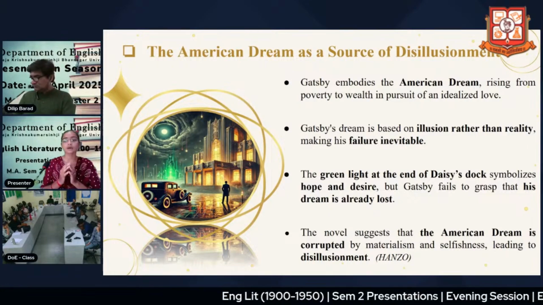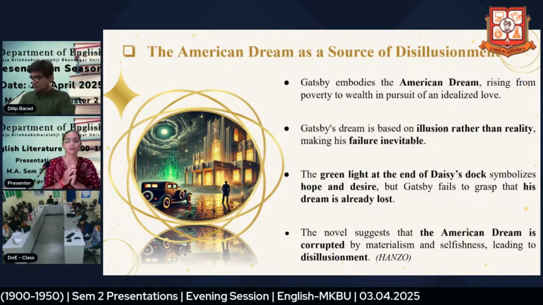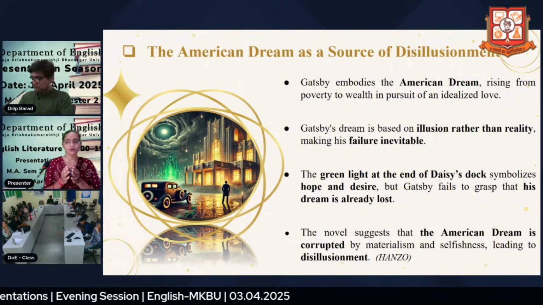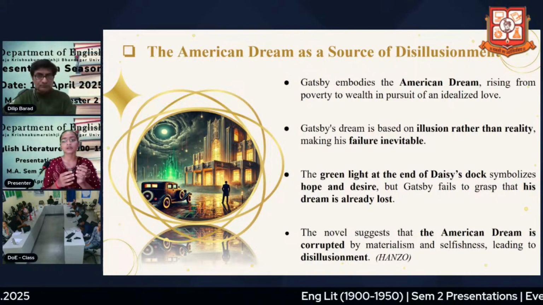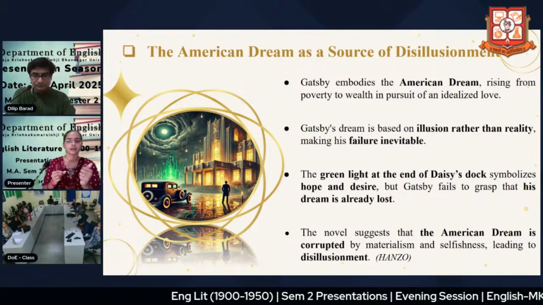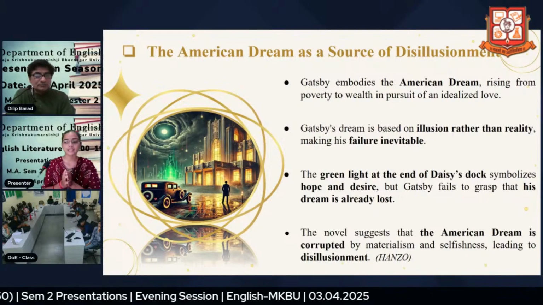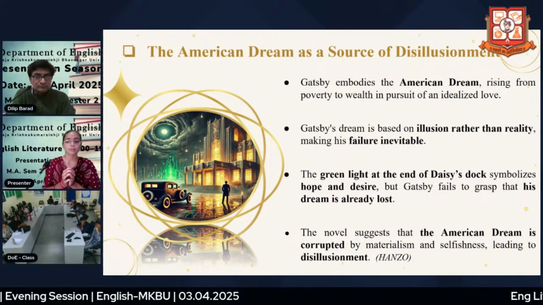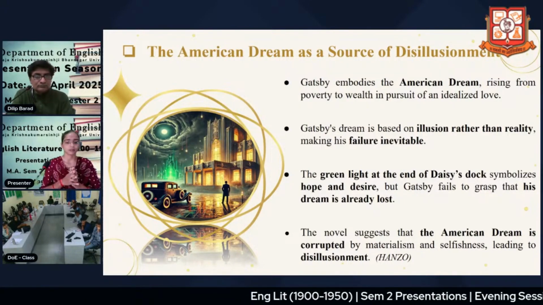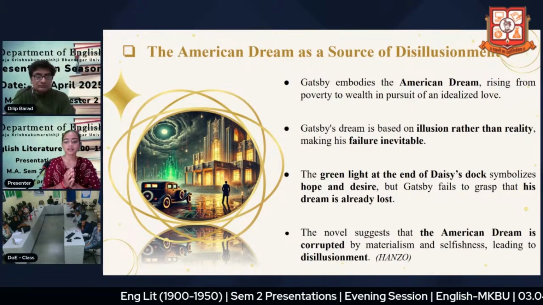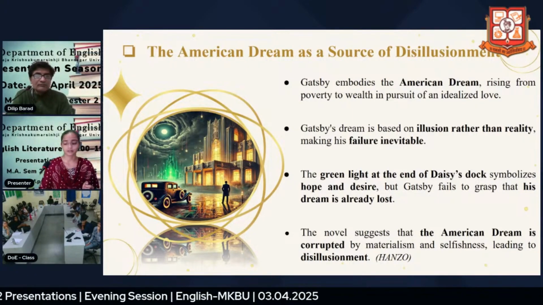Gatsby's dream is based on illusion rather than reality, making his failure inevitable. So this is the main cause of Gatsby's failure. The green light at the end of Daisy's dock symbolizes hope and desire, but Gatsby failed to grasp that his dream is already lost. The novel suggests that the American dream is corrupted by materialism and selfishness, leading to disillusionment.